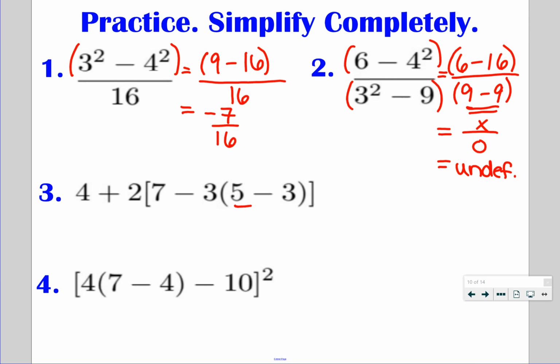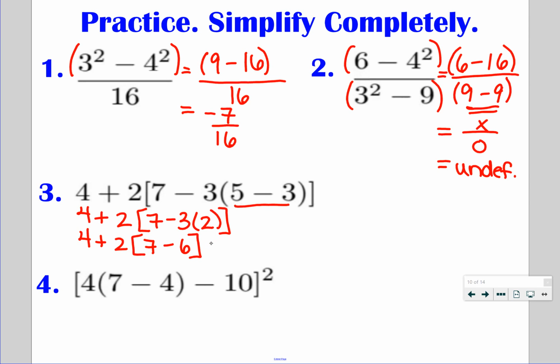For number 3, I first simplify my innermost parentheses, which gives me a 2. Then, continuing inside the bracket, I multiply first, which gives me a 6. Then I subtract second, which gives me a 1. Then, with what I'm left with, I have multiplication and addition. I multiply first. 2 times 1 gives me 2. Final answer is 6.